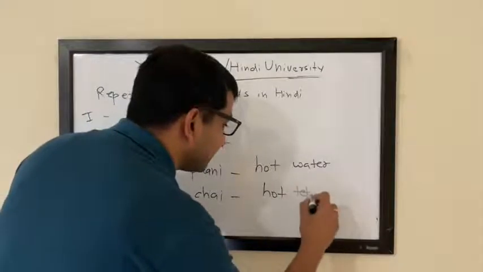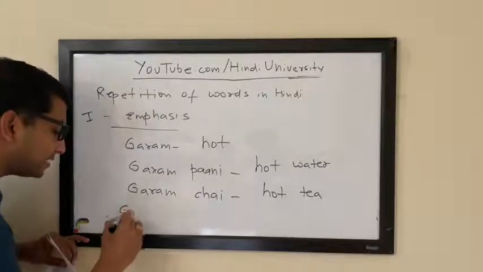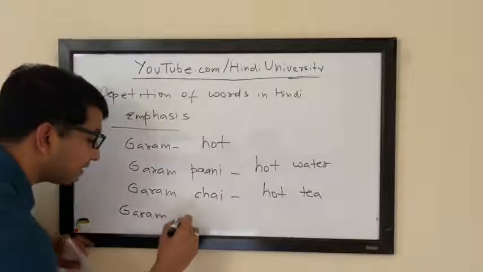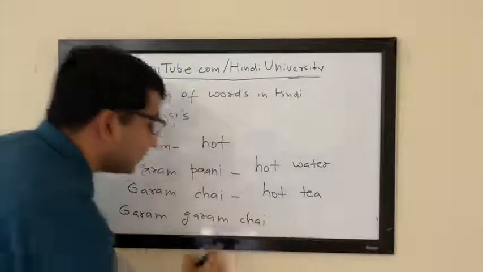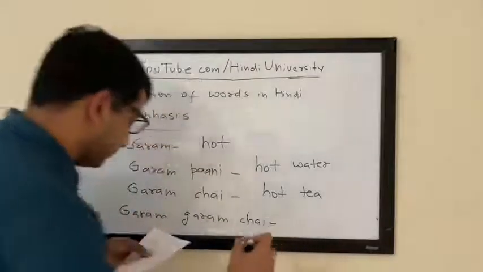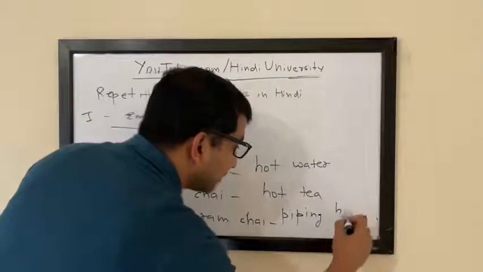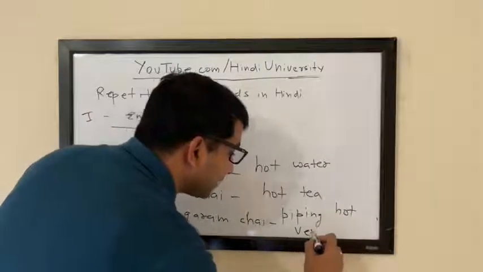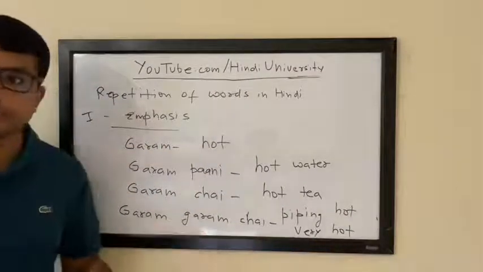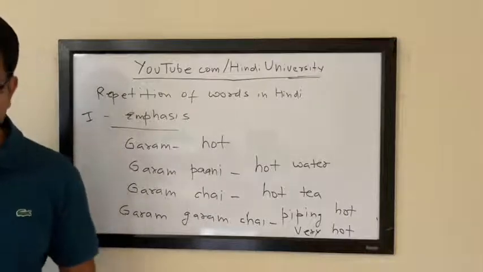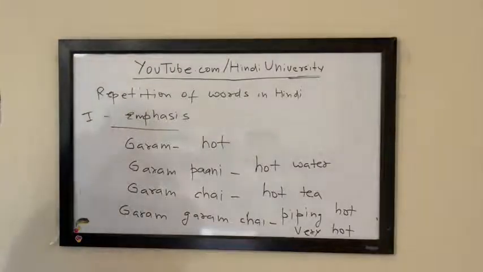Hot tea. Okay, but sometimes you will hear that the speaker is saying it twice. Garam garam chai. Okay, which is basically piping hot or very hot. Okay, by saying it twice, this adjective, the user is trying to describe the intensity behind the hotness, right? So very hot or piping hot. Okay, let's see how to use them.